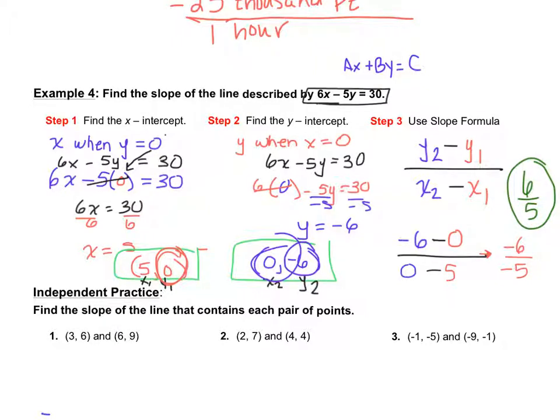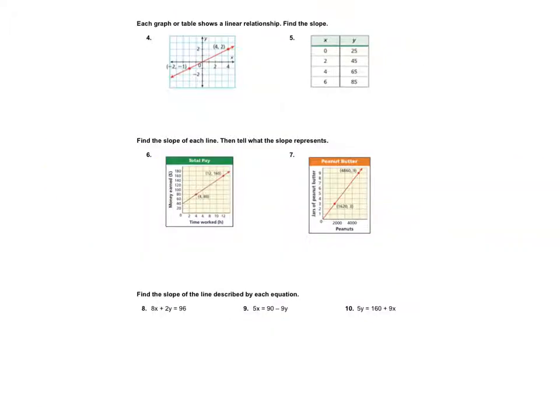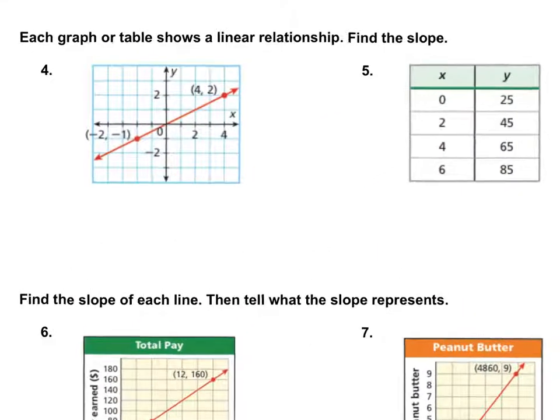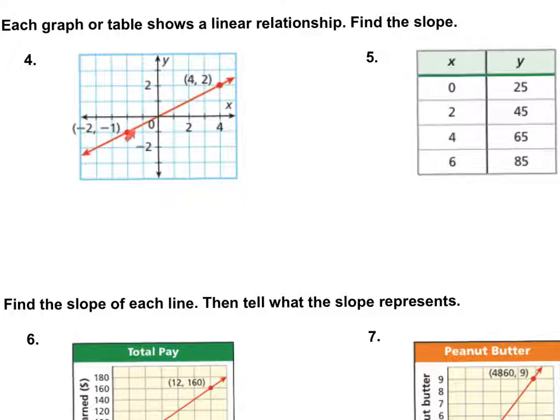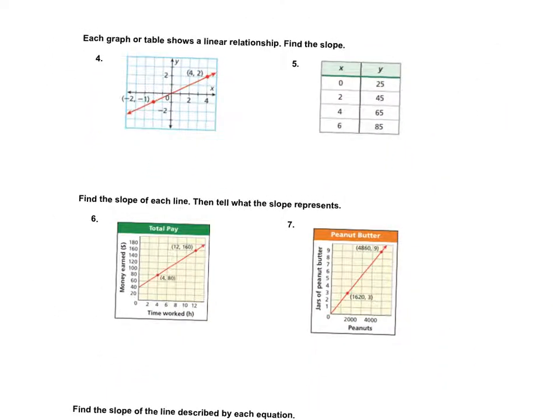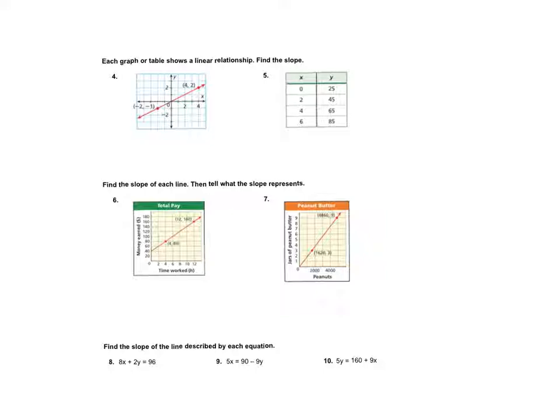All right, so the next stuff you're going to be doing, work the independent practice, finding the slope of the line. Remember to use y2 minus y1 over x2 minus x1. Remember that you can look at the slope of a line by counting the rise and the run. You always run to the right, or just using the 2 points and plugging it into the slope formula. See you guys tomorrow.